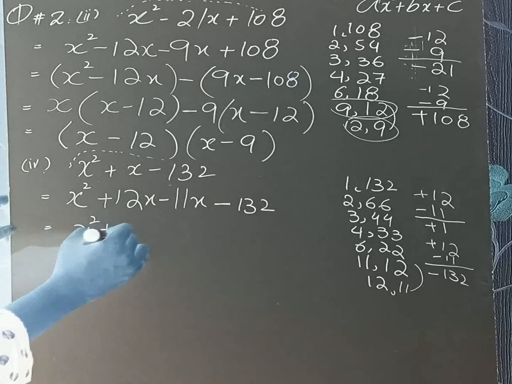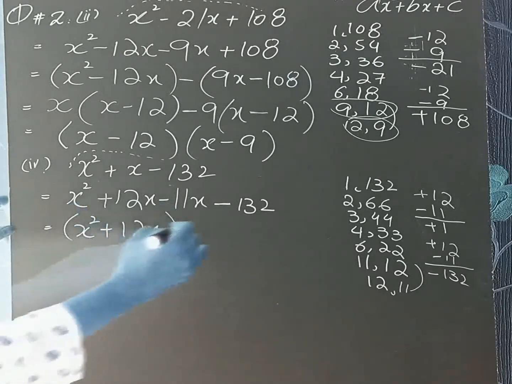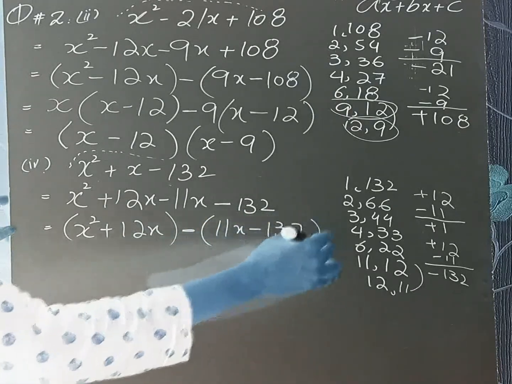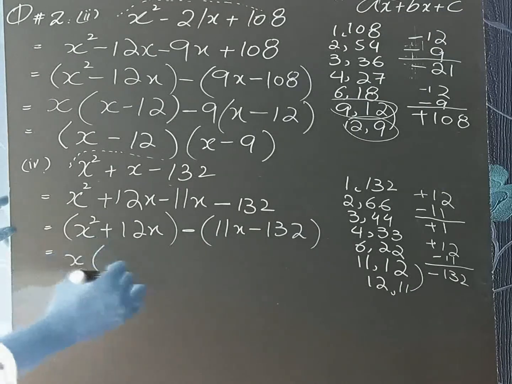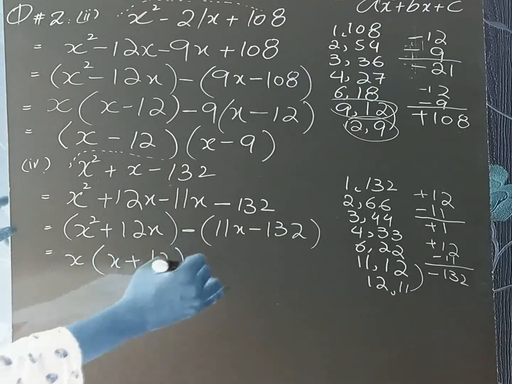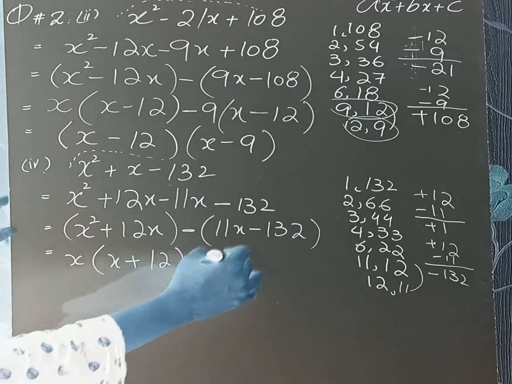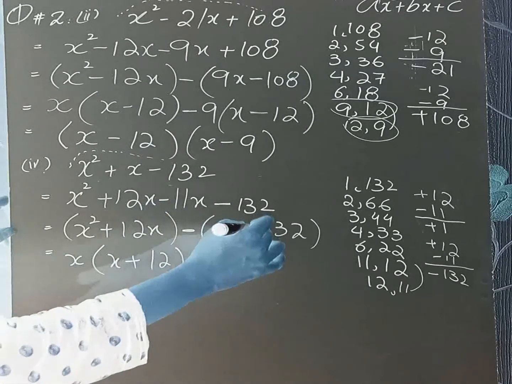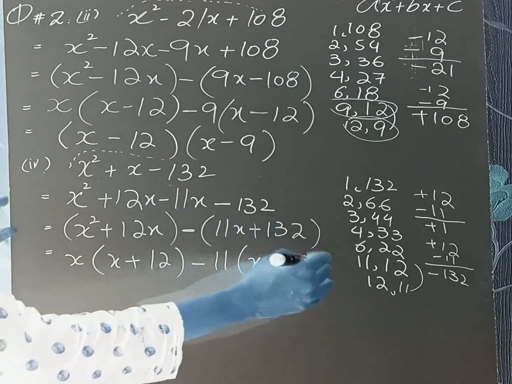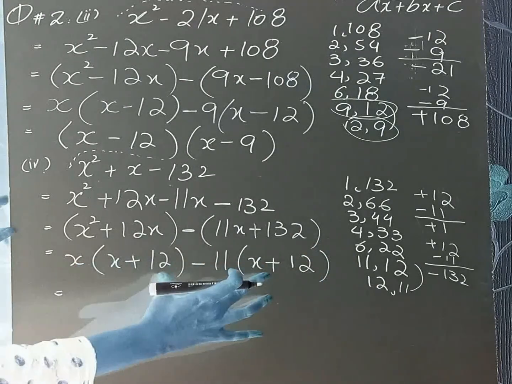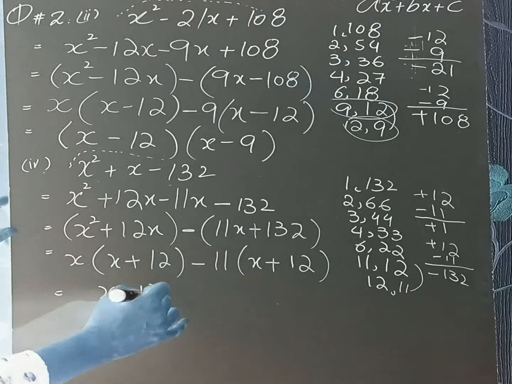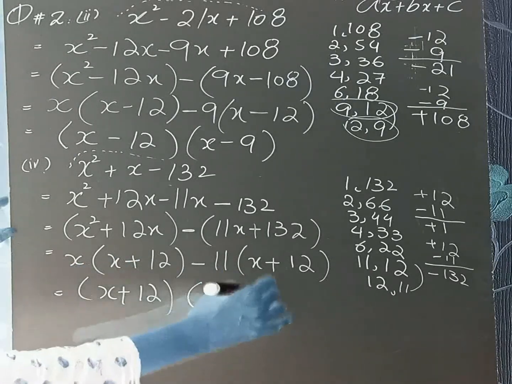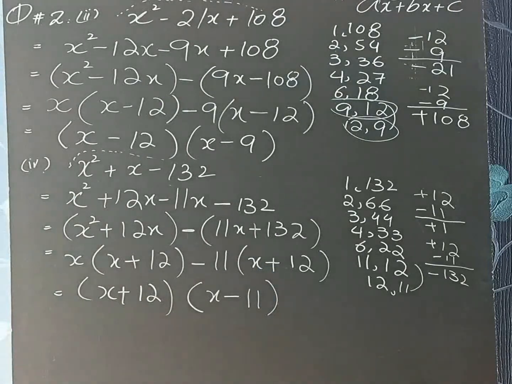So I am going to make the pairs here: x squared plus 12x, and minus 11x minus 132. Here the common is x, plus 12. Here the common is 11. I have put x here; there's a minus, so the sign will be changed. 11, how many times? 12 times. So here the common will be x plus 12, that is the same factor. Now what is left? x minus 11. So these are the factors of this given expression.